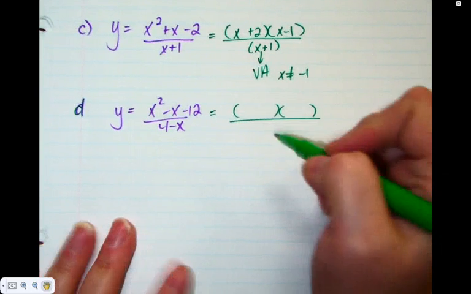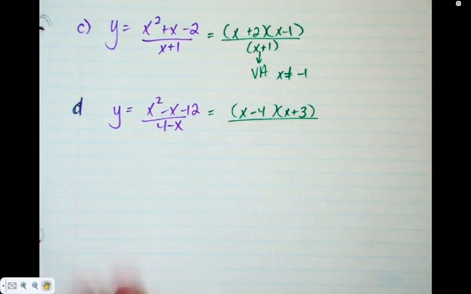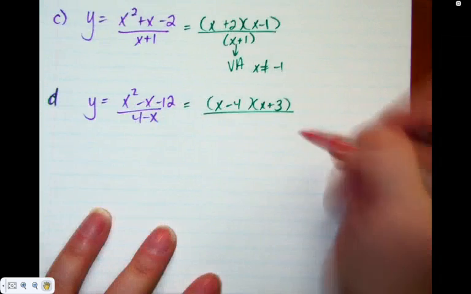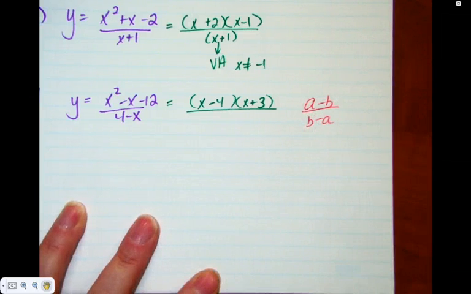Offer for the top. X minus 4, x plus 3. Can we factor the bottom? Yes. So I'm going to grab my red pen. We talked about it in grade 10. We also talked about it in identities. We talked about the situation where you've got A minus B over B minus A. Do you remember that from identities?